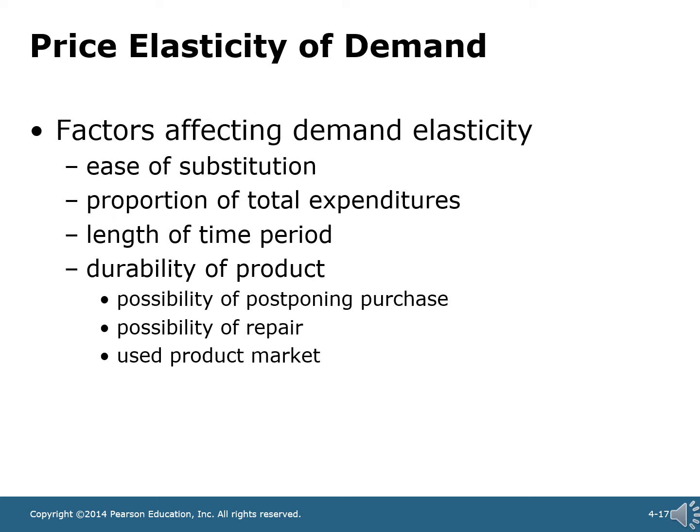And there's also a used product market often. So you can go on Craigslist, you can go on Facebook Marketplace, wherever, and you can purchase old used appliances. So in this case, old washing machines. So because there's a range of choices, you have more options for these durable products, consumers are going to be more sensitive to a change in price.